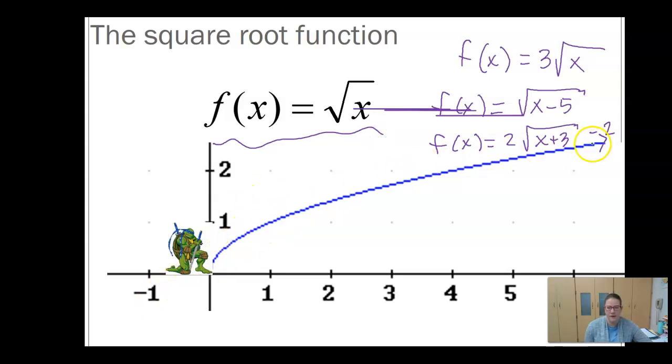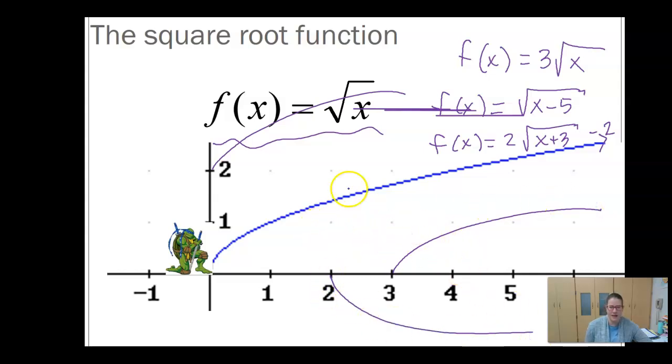And all of their graphs are going to have a shape similar to this. Sometimes they'll move up or over. Sometimes they'll even be flipped the other way. But if it has that basic shape, we will know it's a square root function.